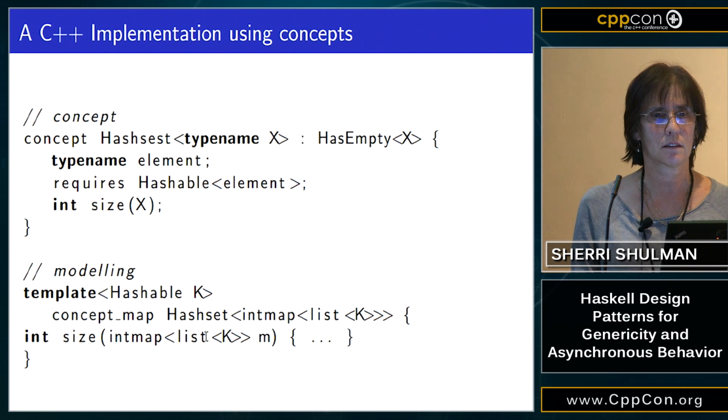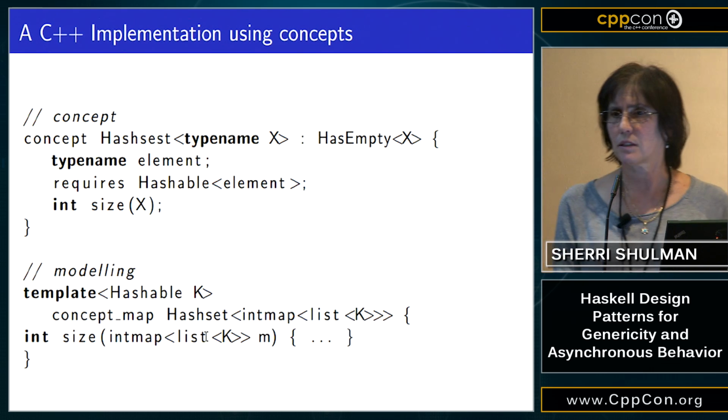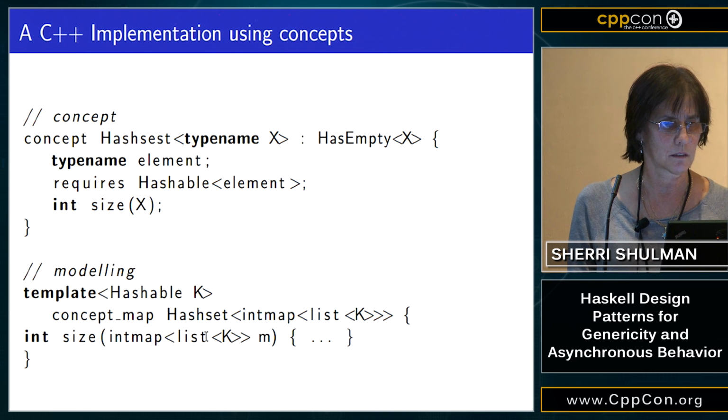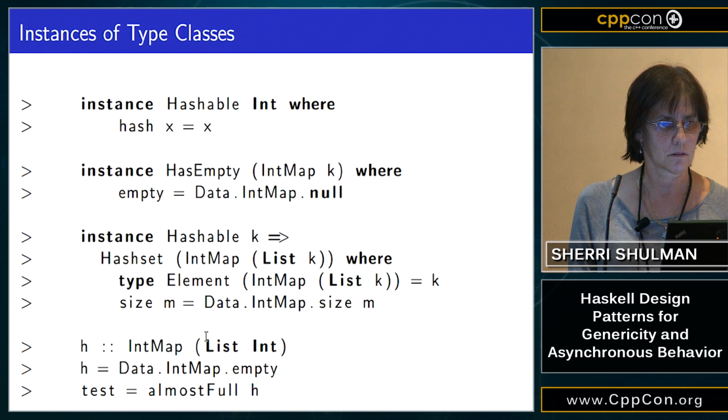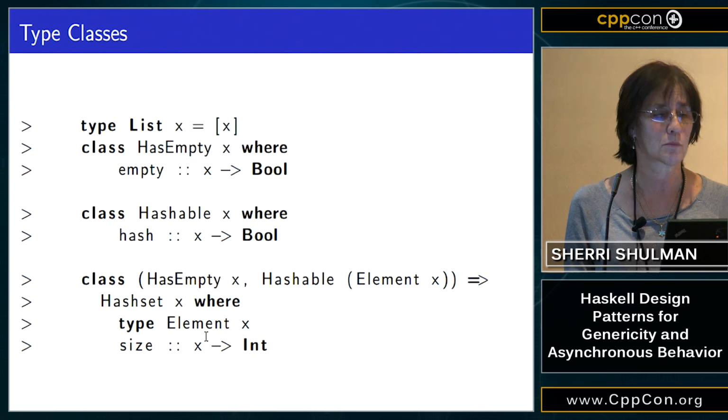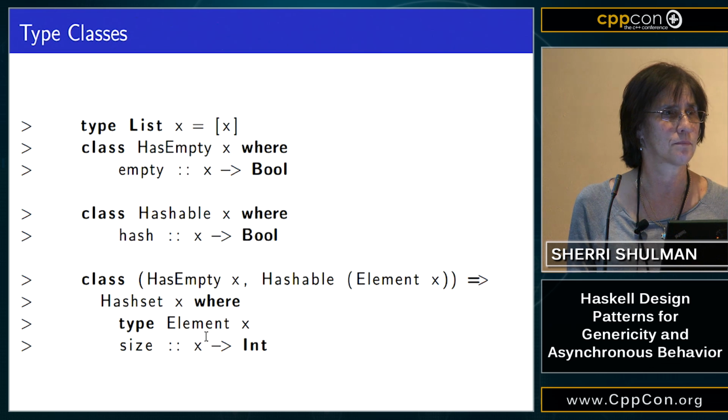All right, everybody okay on this? So we've got some of the same kind of characteristics in the concept implementation of a hash set as we had in the Haskell. It's a little wordier. In general, C++ is wordier than Haskell. But this particular implementation, I think, is fairly clean otherwise.